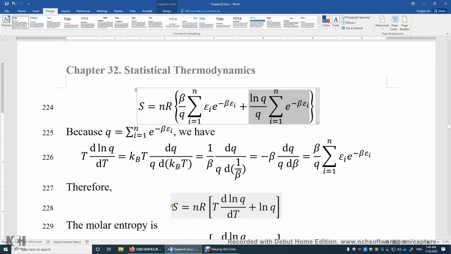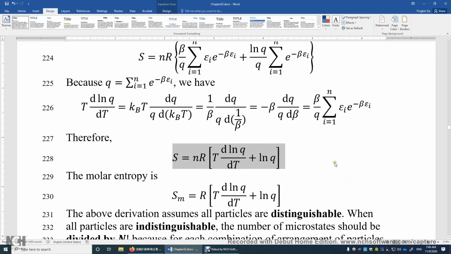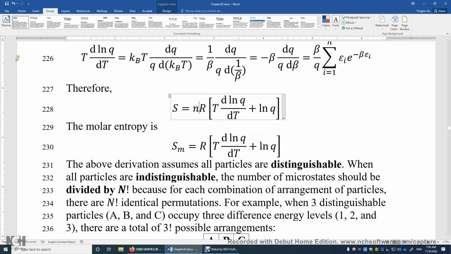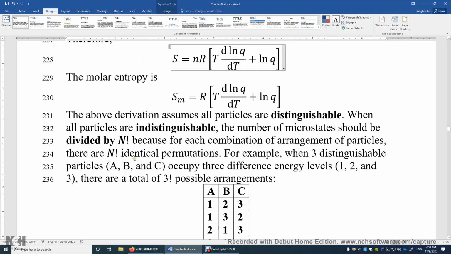Now we have a really neat formula for the entropy. Entropy is nR times T times d ln Q over dT plus ln Q. And this entropy is the Boltzmann entropy. The molar entropy is thus this. You just divide both sides by the number of moles, and you get this. This derivation assumes all particles are distinguishable.